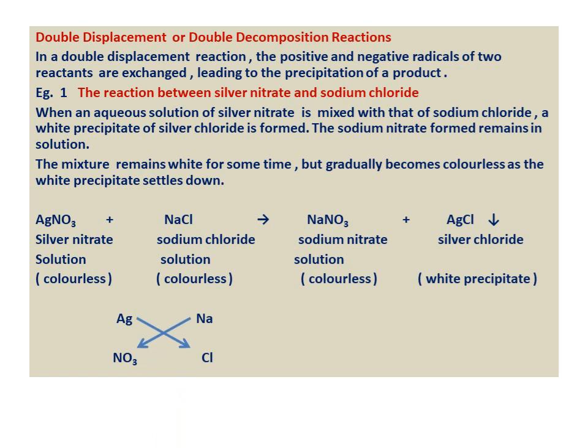Example 1. The reaction between silver nitrate and sodium chloride. When an aqueous solution of silver nitrate is mixed with that of sodium chloride, a white precipitate of silver chloride is formed. The sodium nitrate formed remains in solution. The mixture remains white for some time but gradually becomes colorless as the white precipitate settles down. AgNO3 plus NaCl gives NaNO3 plus AgCl precipitate. Silver nitrate solution colorless, sodium chloride solution colorless, sodium nitrate solution colorless, silver chloride a white precipitate.